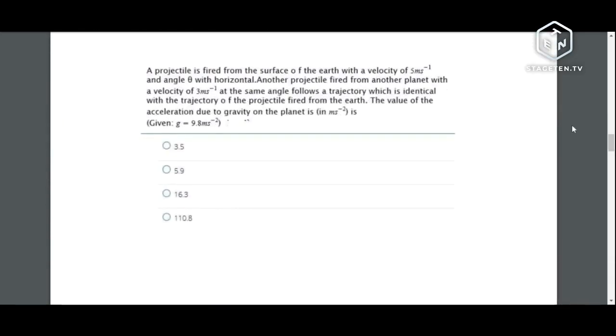Now the next question says: a projectile is fired from the surface of the earth with a velocity of 5 meter per second and angle theta with horizontal. Another projectile fired from another planet with a velocity of 3 meter per second at the same angle follows a trajectory which is identical with the trajectory of the projectile fired from the Earth. The value of the acceleration due to gravity on the planet is in meter per second square. So you need to find the value of the acceleration in this. Please try to find out.